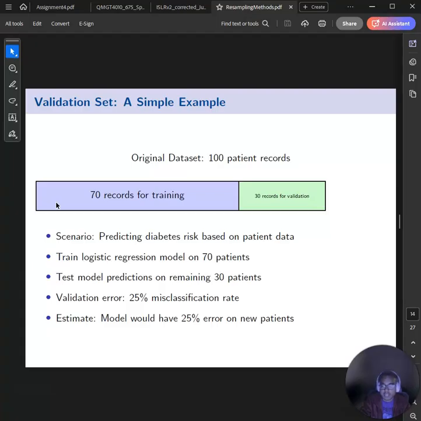Let's say, and this is something that we will cover soon, this is a question of classification. Let's say our result shows a 25% misclassification rate on the validation set. This gives us an estimate that our model will have about 25% error rate when applied to new patients that weren't part of the original dataset. The validation approach gives us a much more realistic picture of model performance than we would have had if we just calculated the same error rate on the training data.